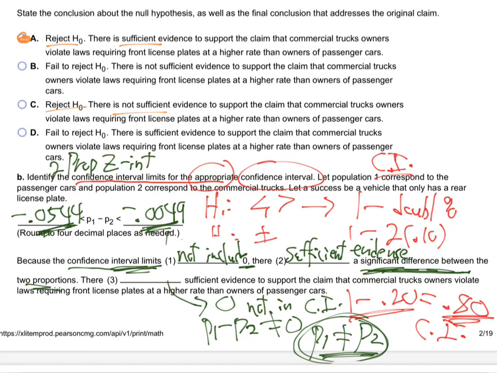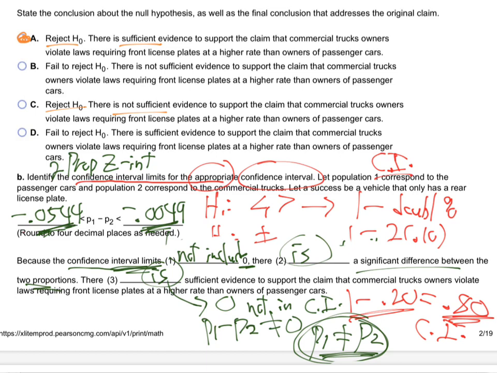So it does not include... and I kept thinking "sufficient evidence." That doesn't read right. So there is a significant difference. There is sufficient evidence that they're different, right? You knew that all along. You're just waiting for me.